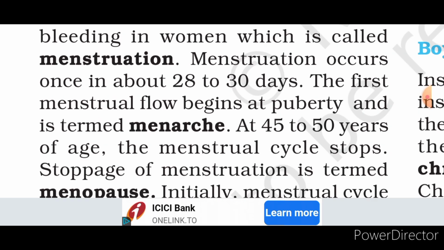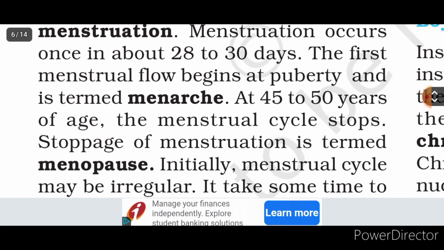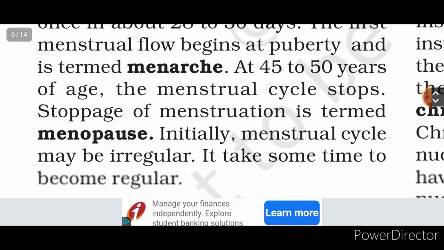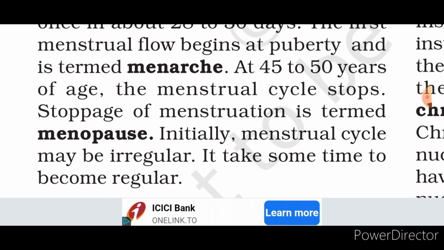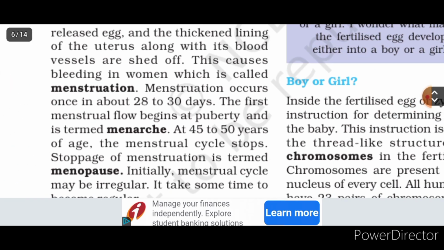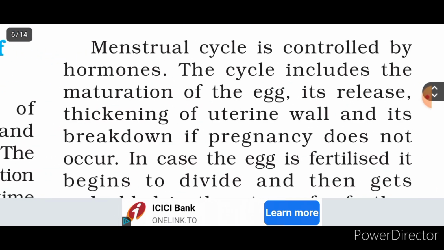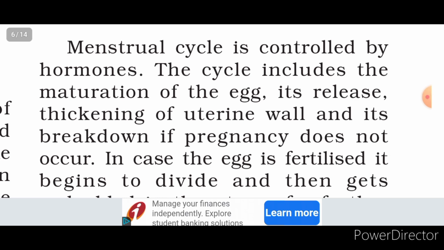Menstruation occurs once in about 28 to 30 days. The first menstrual flow begins at puberty and is termed menarche. At 45 to 50 years of age, the menstrual cycle stops. Stoppage of menstruation is termed menopause. Initially, the menstrual cycle may be irregular. It takes some time to become regular. The menstrual cycle is controlled by hormones.